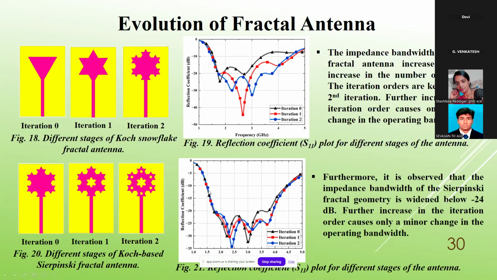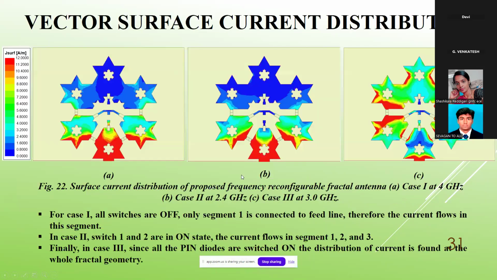Based on this, for the second case, the iteration is 0, 1, 2, reflection coefficient. You can see this blue line from the -10 dB line gives wider bandwidth. So this is all about the generation. Coming to the next slide, we'll add diodes.